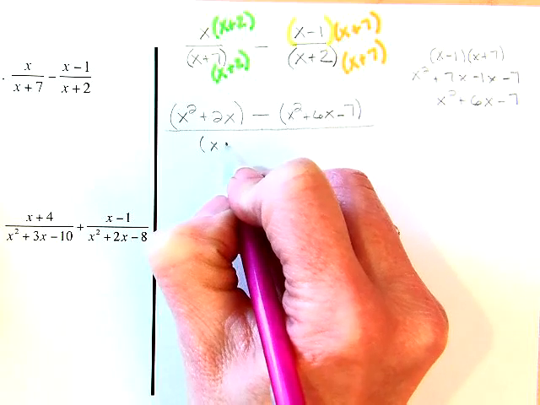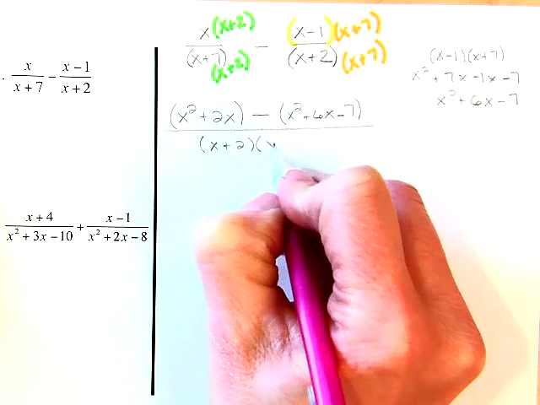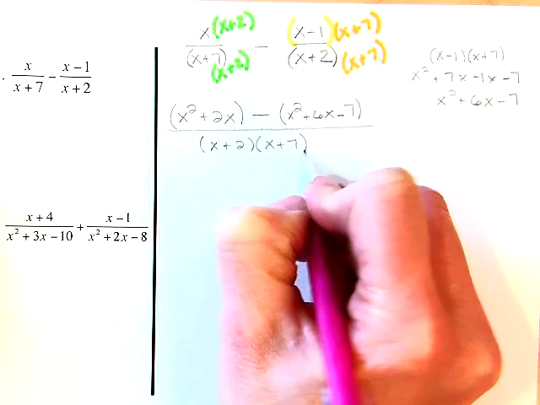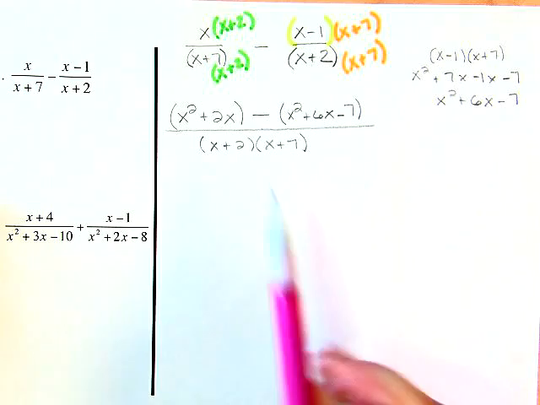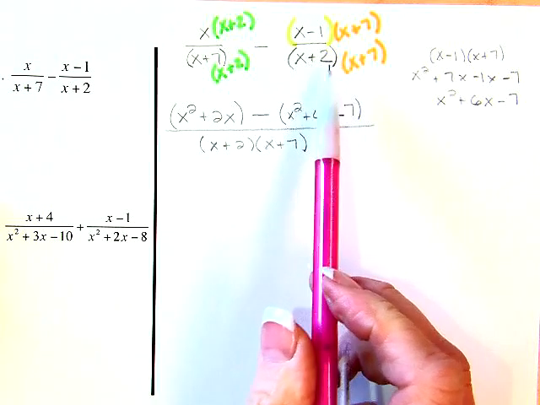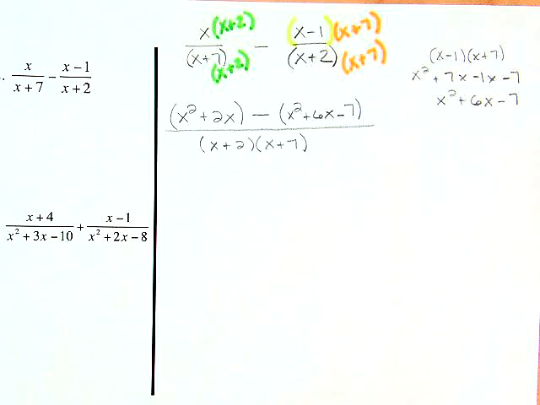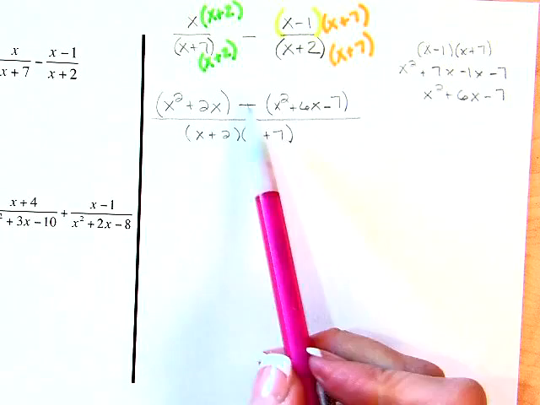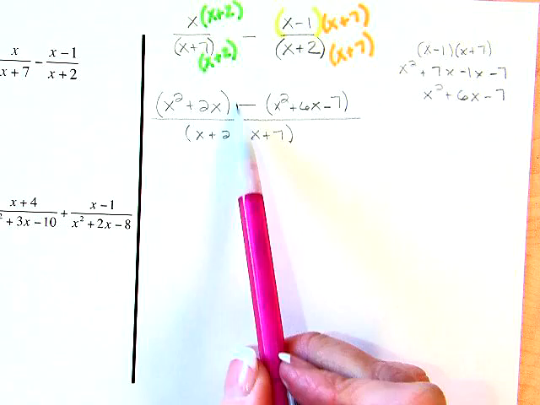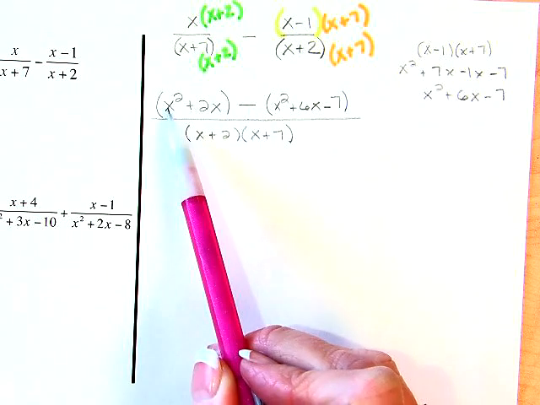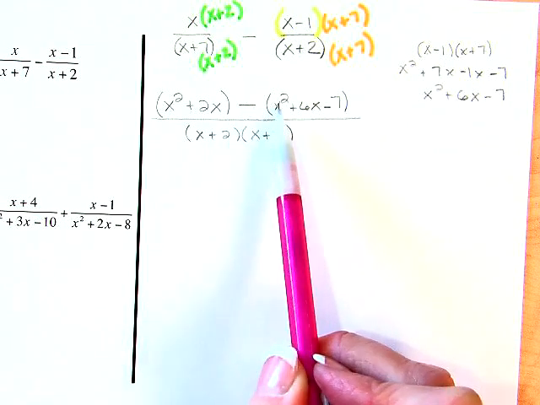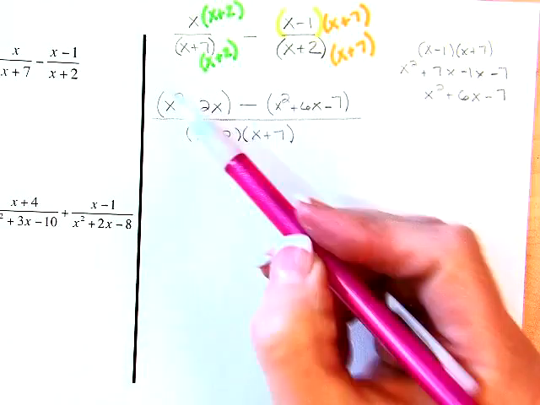All over the x plus 2, x plus 7 denominator, because these are the same denominator. Therefore, I can make this fraction one fraction. So the next thing we need to do is actually simplify this numerator. So I need to subtract like terms. So x squared minus x squared is going to be 0.